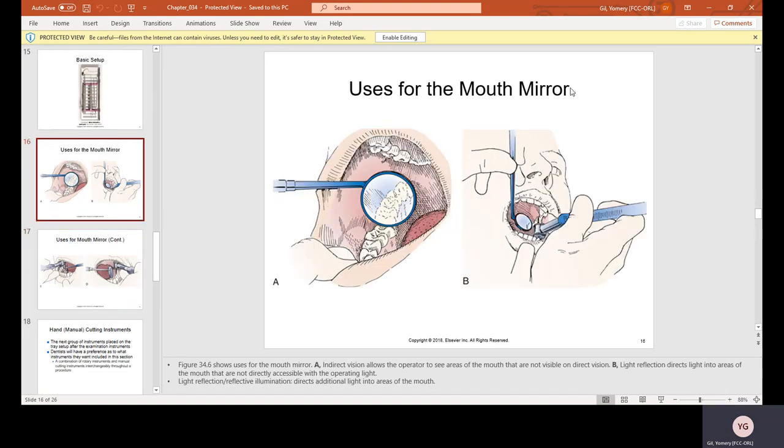The uses for the mouth mirror: you can use it for retraction and for indirect vision, because obviously the doctor's working on the top and he doesn't want to strain his neck to try to see in there. So he can use the mirror for indirect vision so that he doesn't have to twist his head to try to see all the way up there. And for retraction also of the cheek or the tongue.